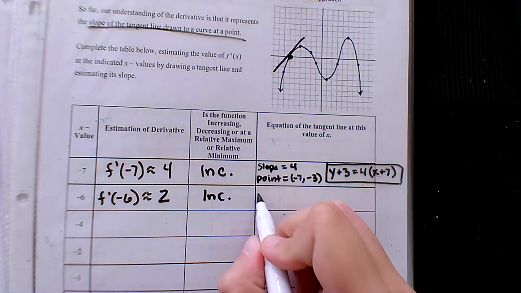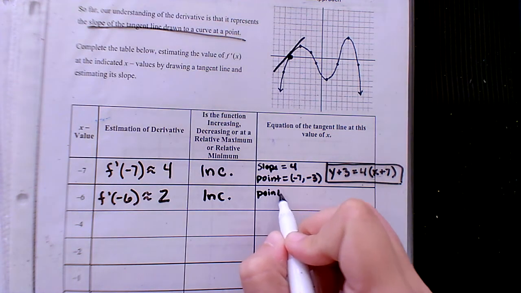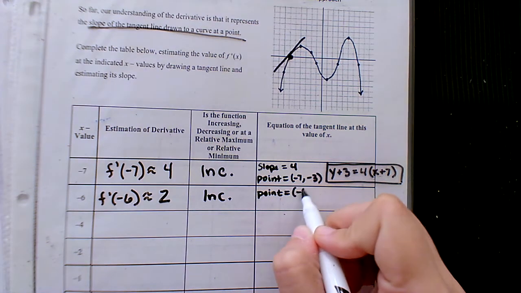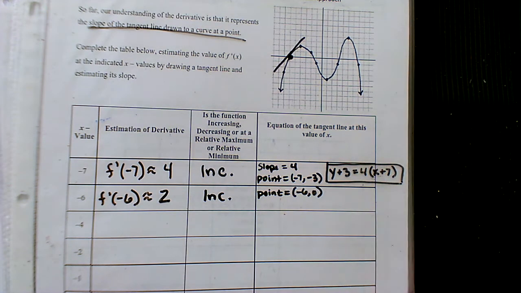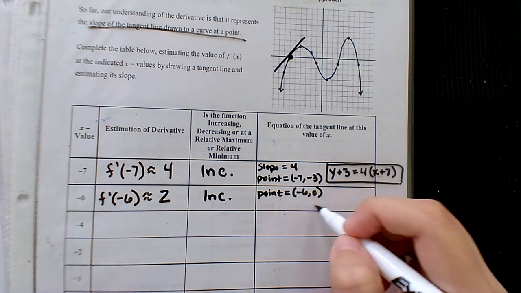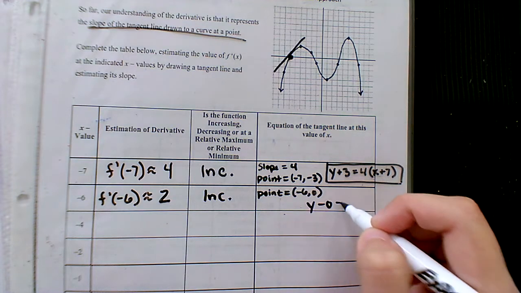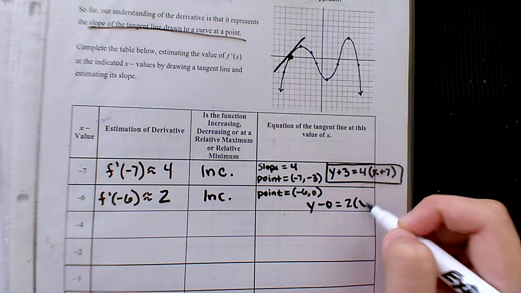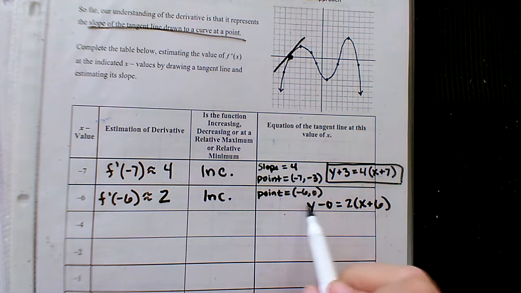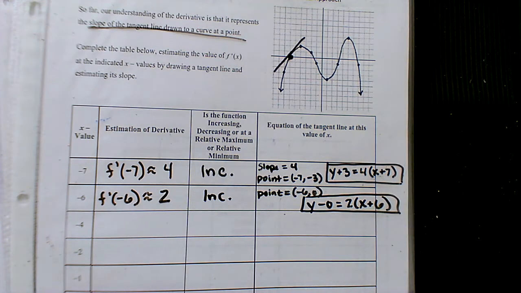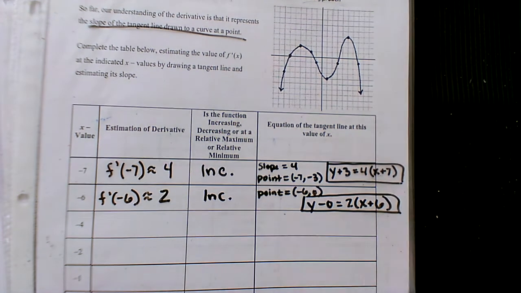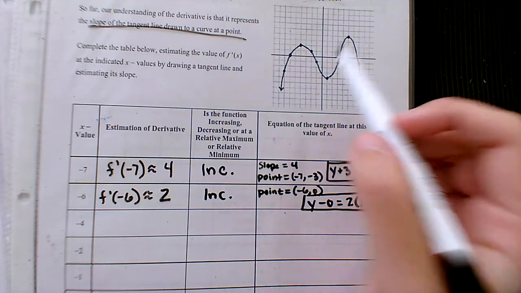So our slope was 2. The point on the graph was -6, 0. So we'll put the 2 together in point slope form. So y minus 0, 2 times x plus 6. All right, let's try the next one.